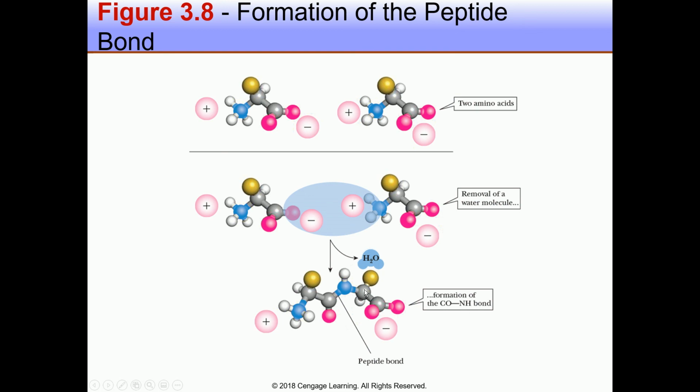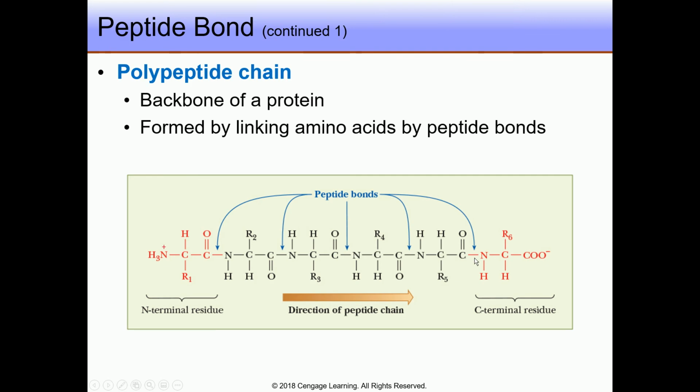So the peptide bond is actually formed between the carbon of the carboxyl group and the nitrogen of the amino group of the second amino acid, and that results in the formation of the peptide group. As a result of that, these amino acids are linked to each other. So it's shown here. This is the peptide group. This is one amino acid. You can see this is the carbon, this is the hydrogen, this is the amino group, this is the carboxyl group, and this is the R group.